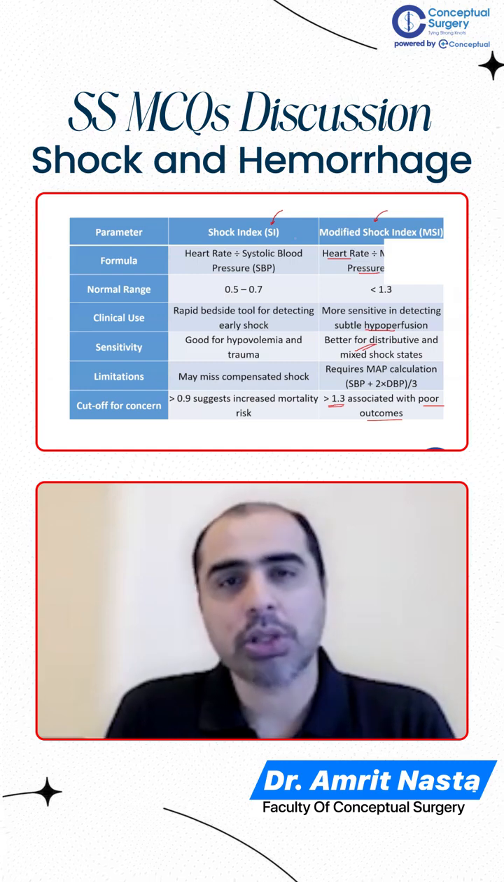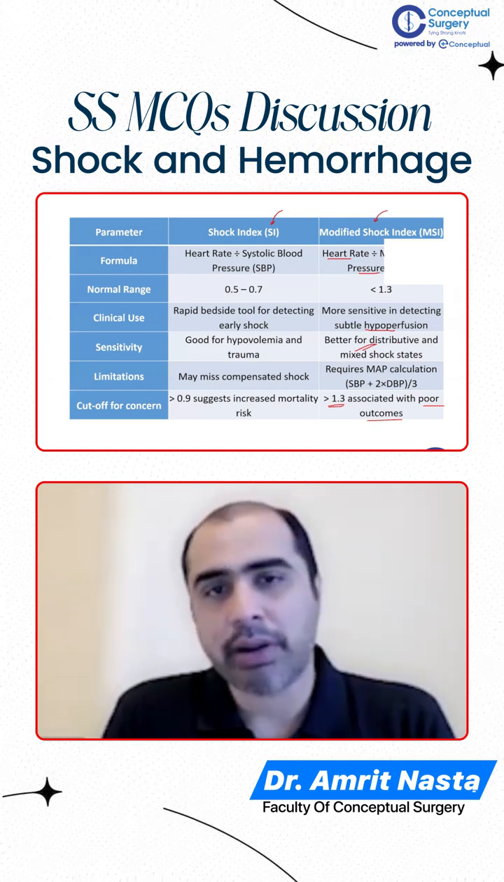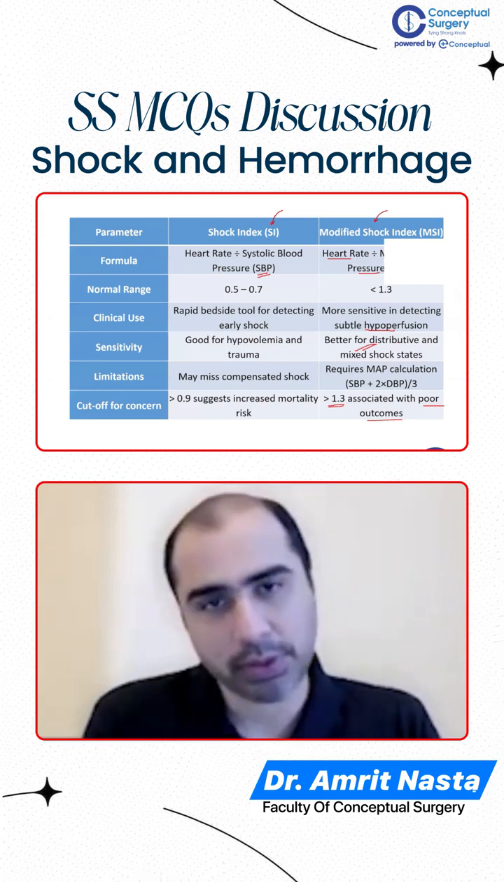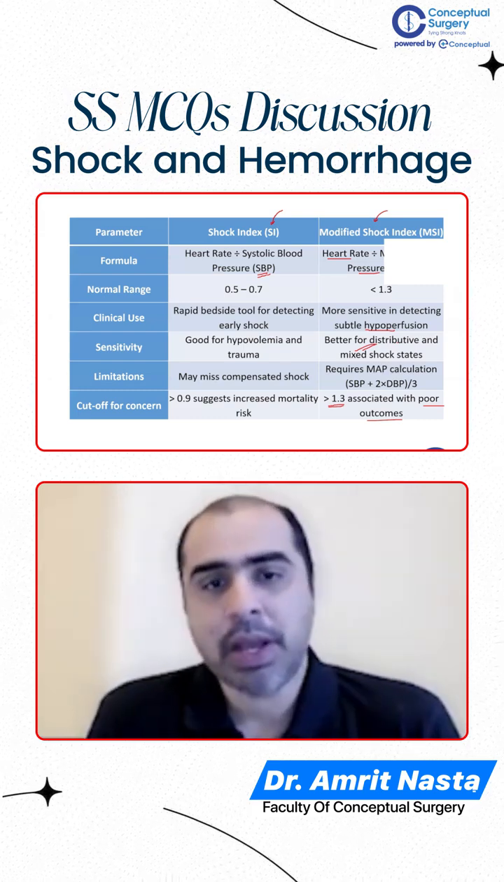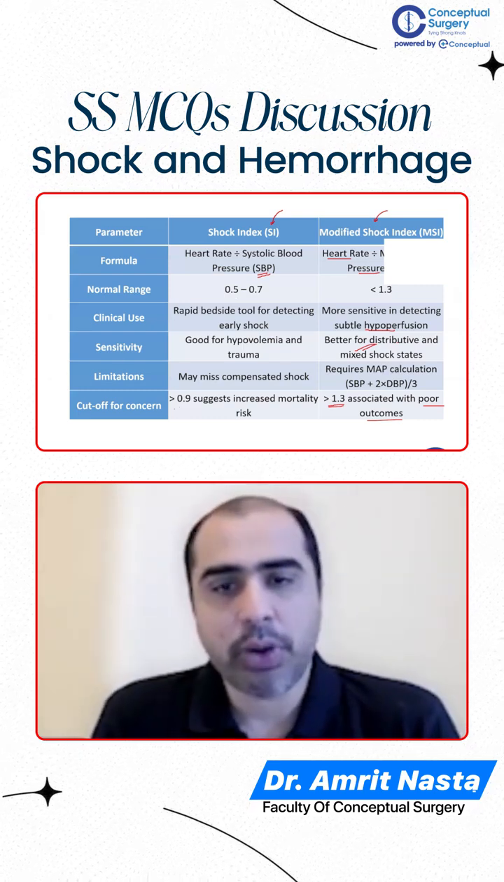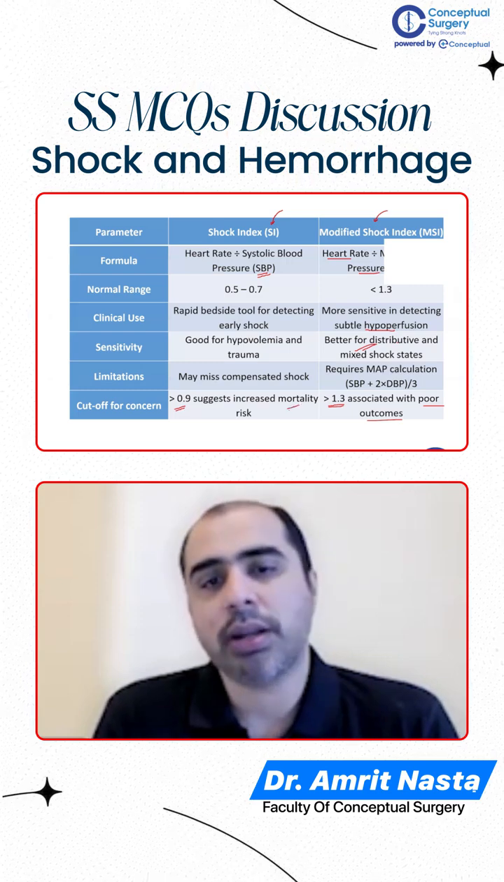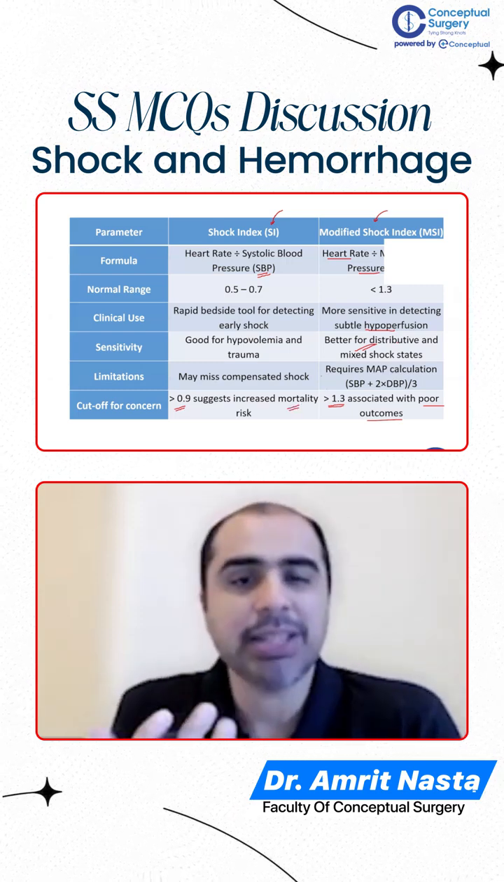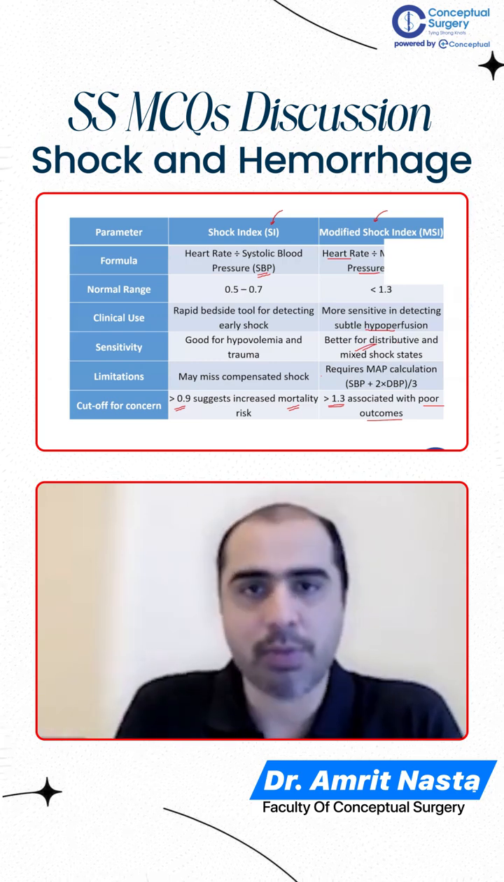Earlier, they used to use shock index, that was heart rate upon SBP. I told you SBP is not the best marker of organ perfusion. Mean arterial pressure is better. And there they would say if it is more than 0.9, it has a high mortality risk. But between the two, modified shock index, anything which is modified is going to be more valuable. That's why they came up with the modification, right?